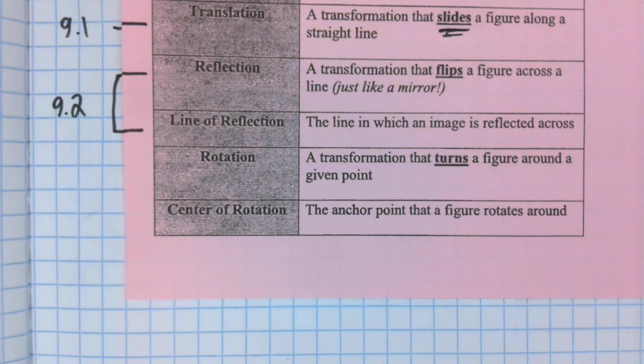Can I get a volunteer to read out what a line of reflection is? Ida, go ahead. Perfect. The line in which an image is reflected across. All right, so if you are standing in front of a mirror, that mirror is the line of reflection.